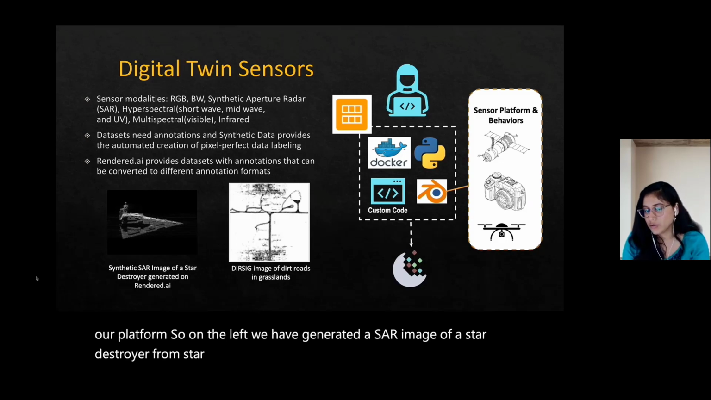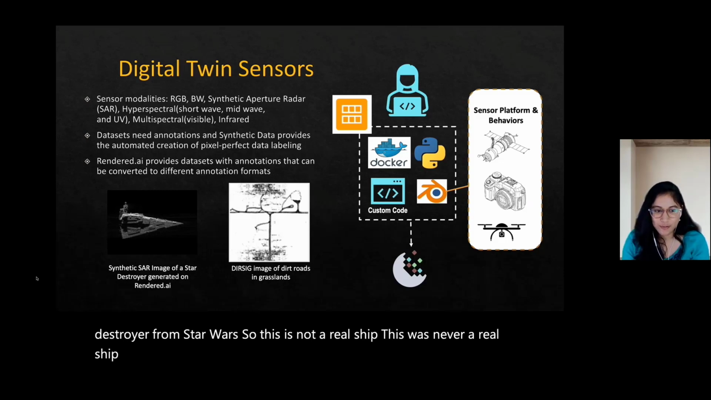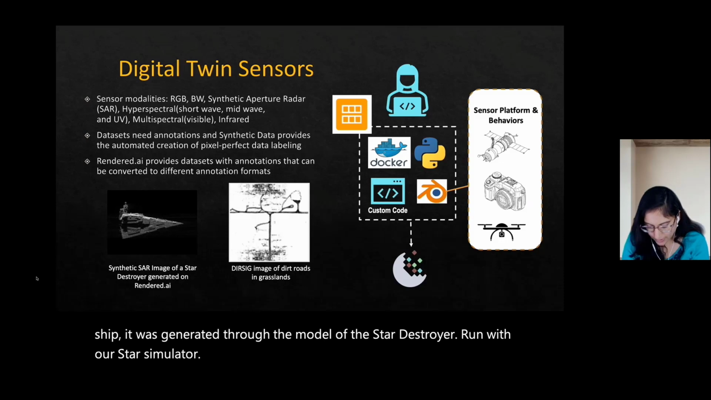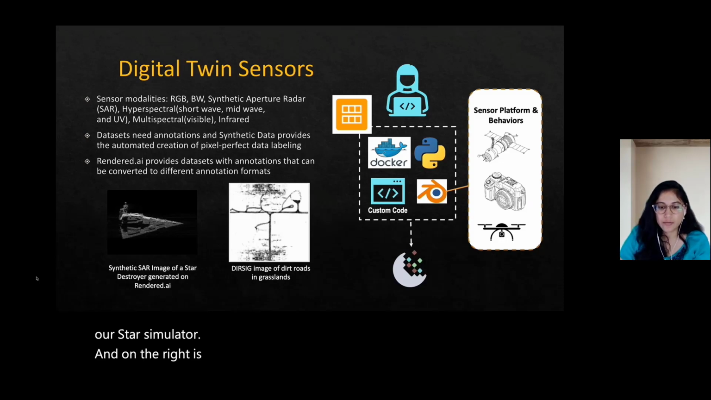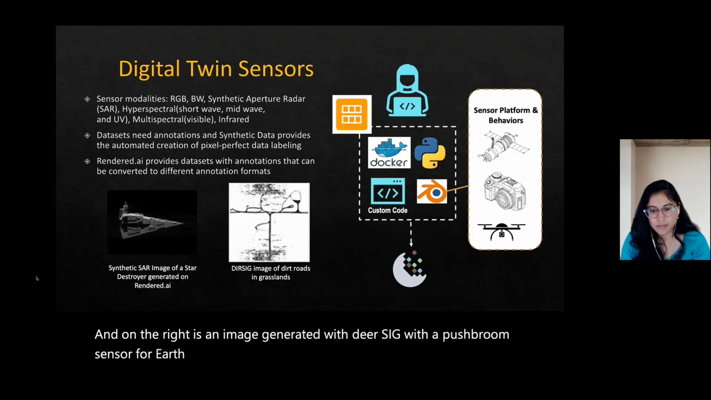So this is not a real ship. This was never a real ship. It was generated through the model of the Star Destroyer run with our SAR simulator. And on the right is an image generated with DeerSig with a push broom sensor for Earth observation. And this image is of dirt roads and grasslands.